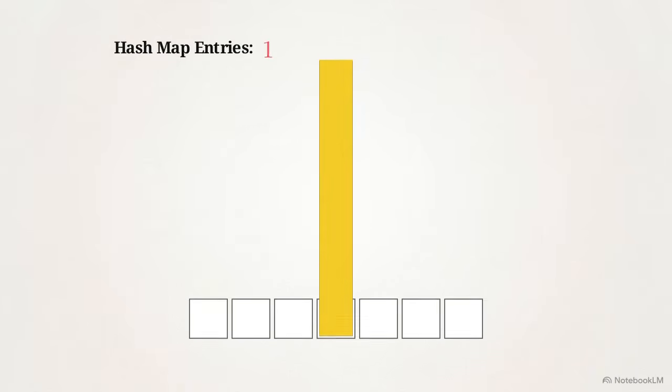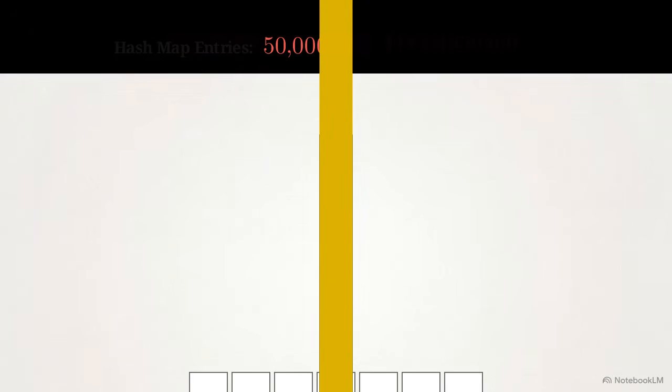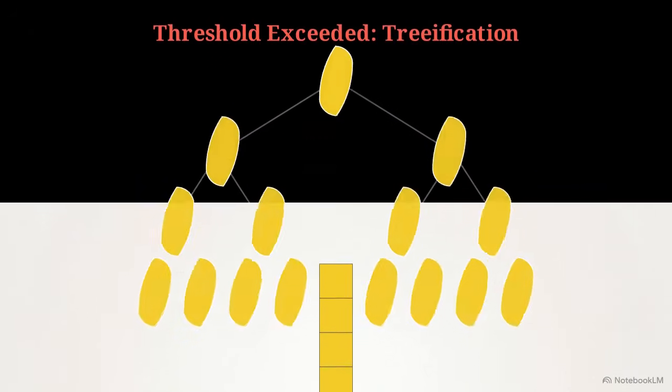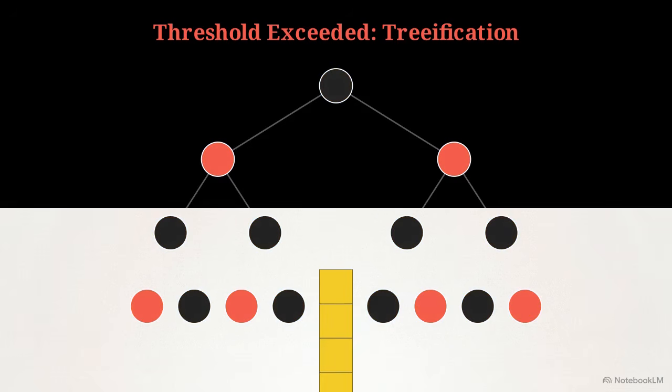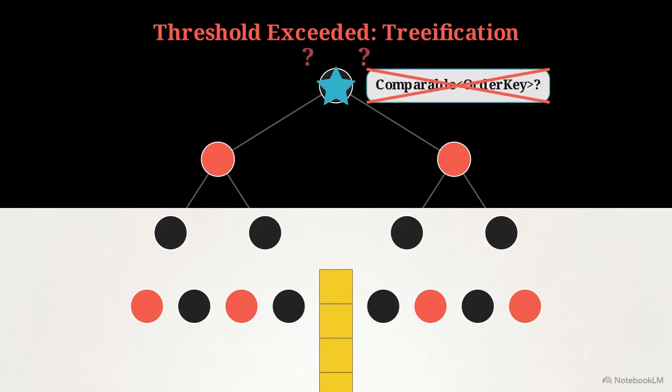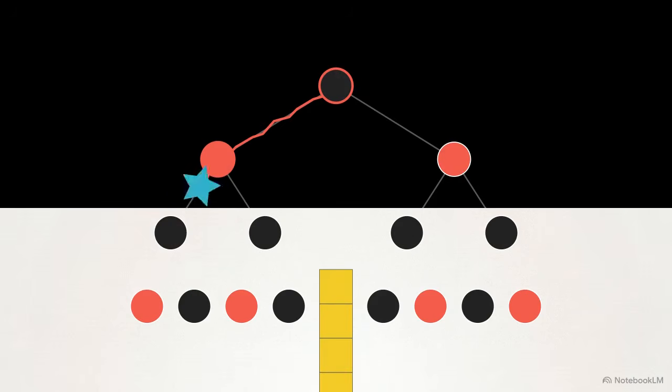When 50,000 identical hash codes map to one array bucket, it overflows. Exceeding 8 entries, the JVM mutates this into a red-black tree. To navigate, it searches for a comparable interface for left-right routing. Since OrderKey does not implement Comparable, the map relies on secondary tiebreakers.